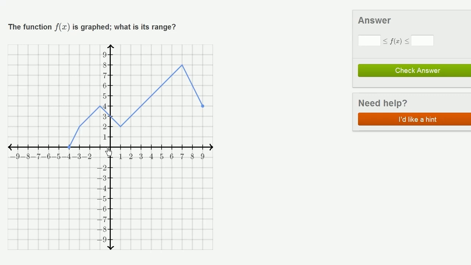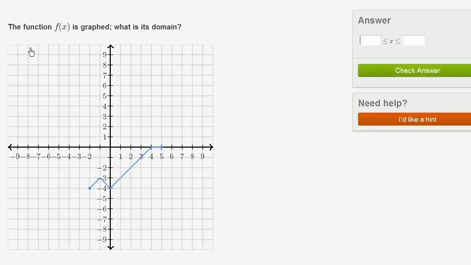So f of x, 0 is less than or equal to f of x. It does equal 0 right over here. f of -4 is 0. And then the highest y value, or the highest value that f of x obtains in this function definition is 8. f of 7 is 8. It never gets above 8, but it does equal 8 right over here when x is equal to 7. So 0 is less than or equal to f of x, which is less than or equal to 8. So that's its range. Let's do a few more.